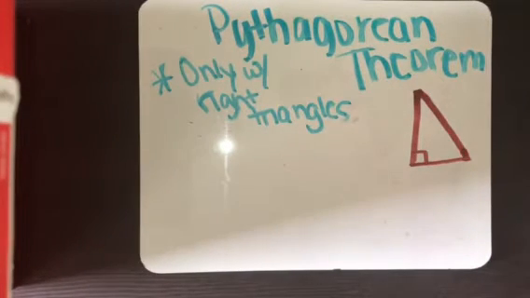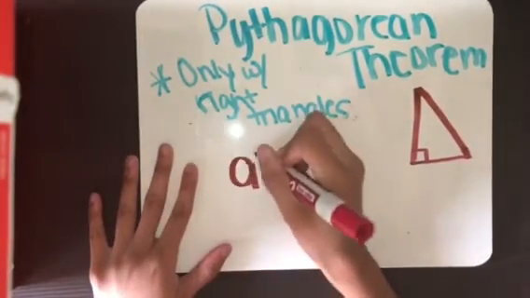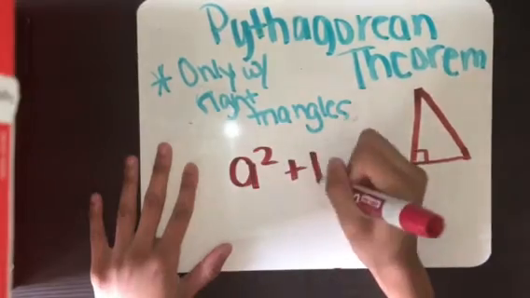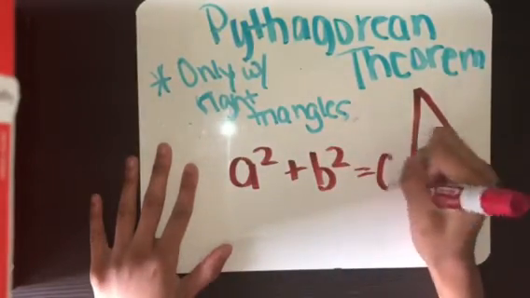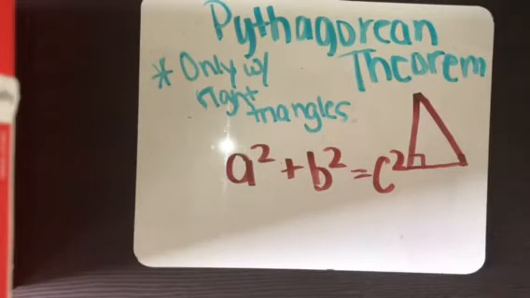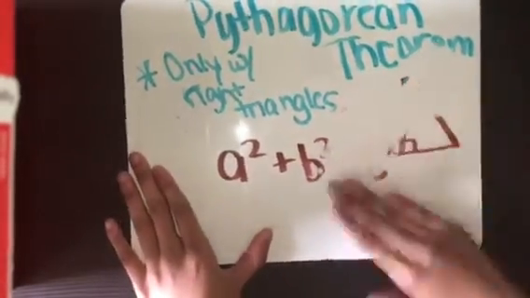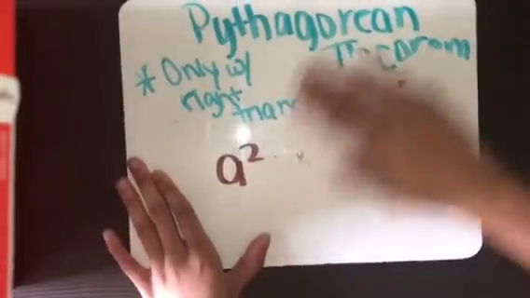So the Pythagorean theorem has its own formula. It's very, very simple. It's a squared plus b squared equals c squared. Make sure you get that down, and then we're going to talk about what exactly a represents, b represents, and c, all right? All right, so let's go ahead and erase that. I should have gotten an eraser, but that's fine.